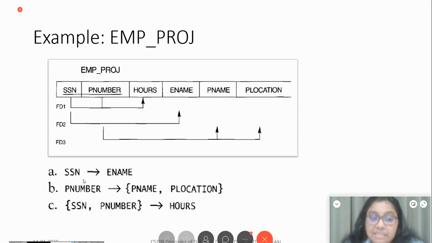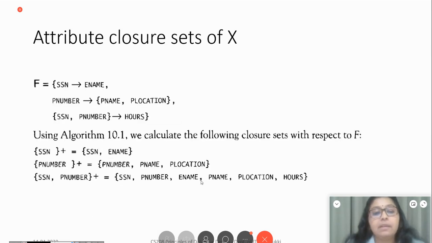Similarly, SSN determines E name. From the FD set A, you can also have E name in the closure of the attribute set SSN and P number. Okay, so we'll see more examples till you get that point clear.